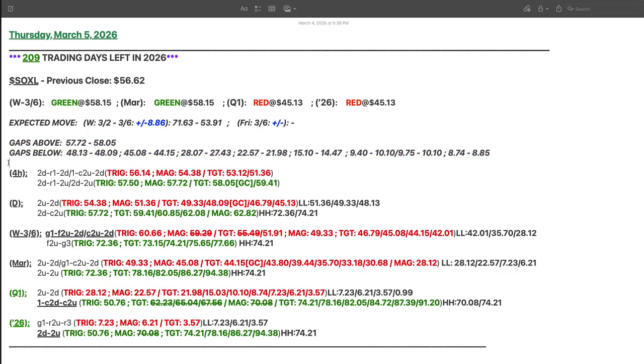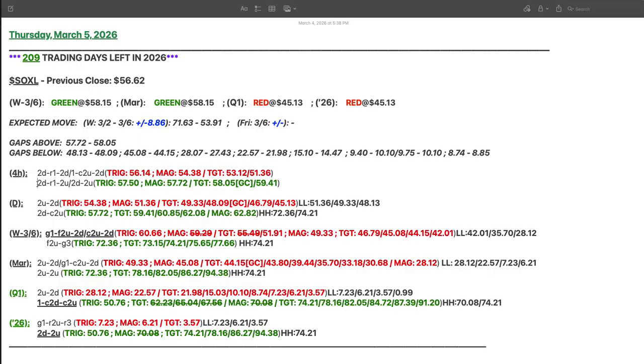We know from a scalping perspective, very early in the morning, we're looking for higher lows at or above opening print to get into calls, or lower highs at or below opening print to get into puts. We talked about on the 4-hour time frame, if we go to the downside, we get this 2-1-2 down triggering at 56.14 with a magnitude of 54.38. So decent magnitude there, but if we do reach that level, that would trigger then the 1 combo 2 up, 2 down, which has a magnitude of 51.30, ultimate magnitude of 51.36.